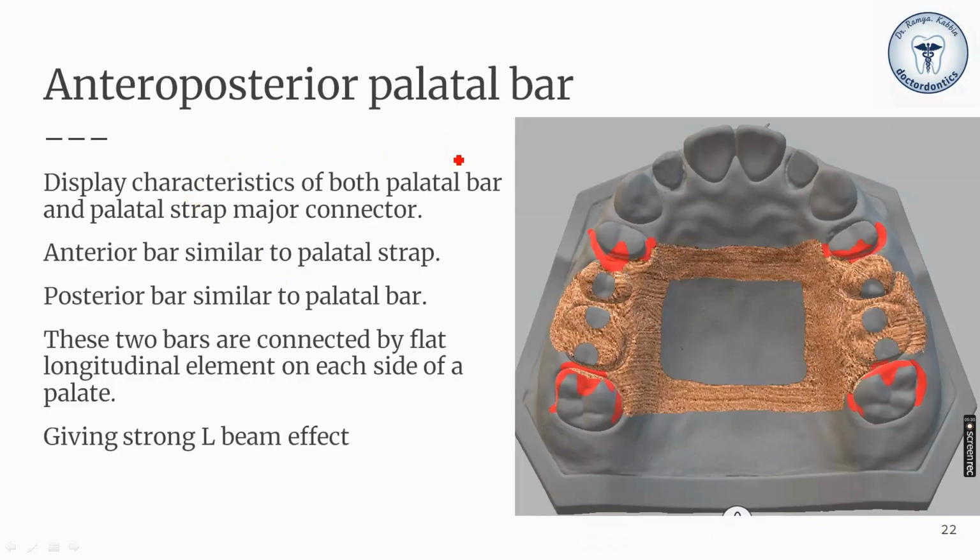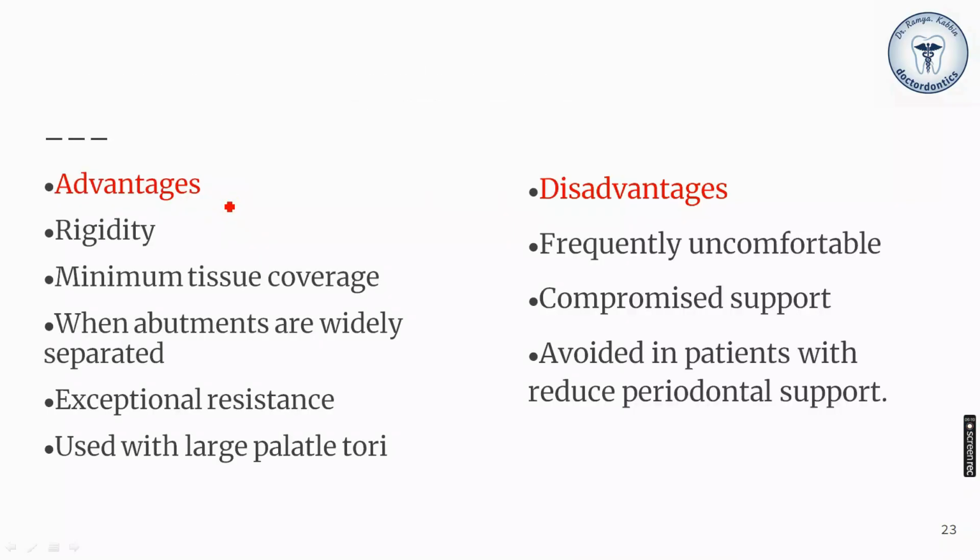Then coming to the anterior posterior palatal bar. This palatal bar consists of both the palatal strap and the palatal bar together, forming an anterior posterior palatal bar. The anterior bar is similar to the palatal strap. The posterior bar is similar to the palatal bar. They are connected with each other by the longitudinal element, this one. It will also have a strong I-beam effect because it is acting in two planes. What are the advantages? Rigidity, yes.